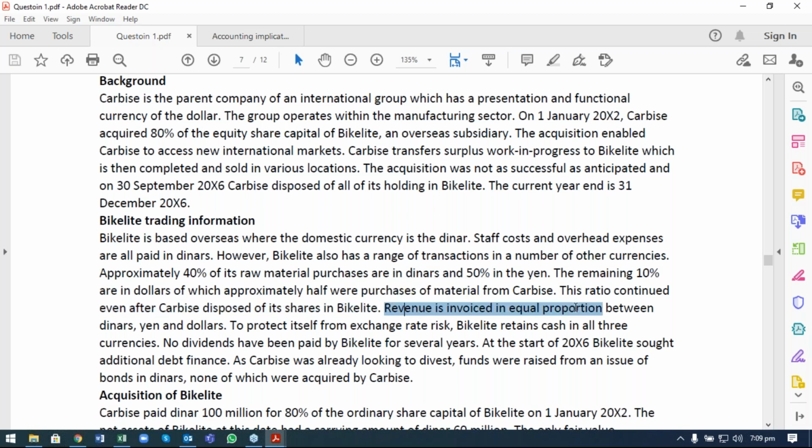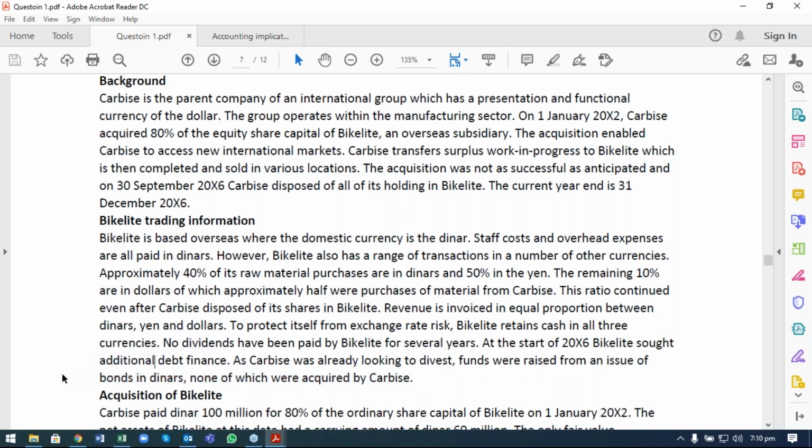Revenue is invoiced in equal proportion between dinars, yen, and dollars. To protect itself from exchange rate differences, Backlight retained cash in all three currencies. No dividend has been paid by Backlight for several years. At the start of 2006, Backlight sought additional debt finance as Carbise was already looking to divest. Funds were raised from an issue of bonds in dinar, none of which was acquired by Carbise.